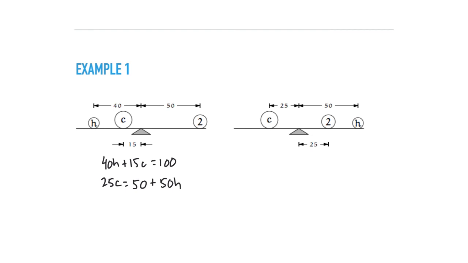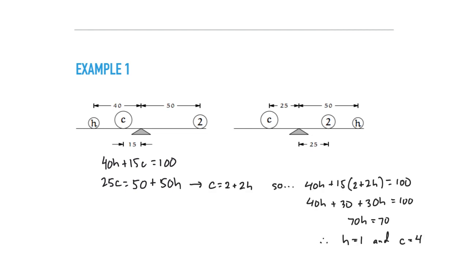One particularly efficient way to solve a system like this is using substitution. As you can see here, I divided the second equation by 25 on each side to produce the equation c equals 2 plus 2h. With c isolated, I substituted it back into the first equation, solved for h, and used back substitution to solve for c. We'll use similar but slightly different methods in this unit to solve similar but slightly different linear systems.